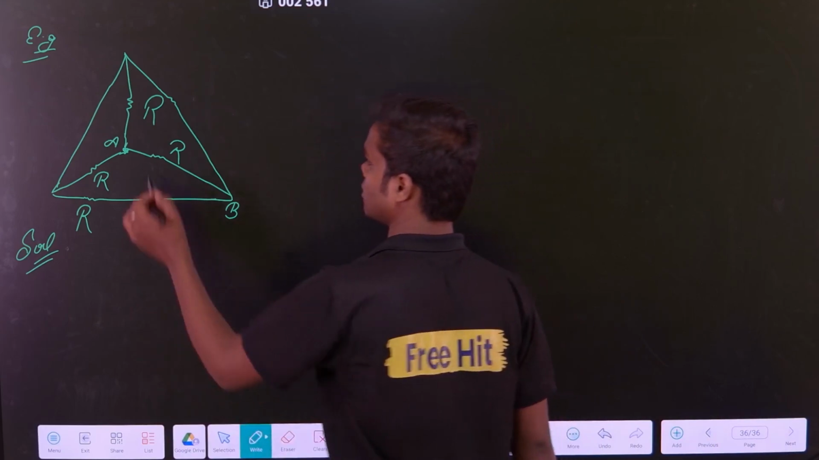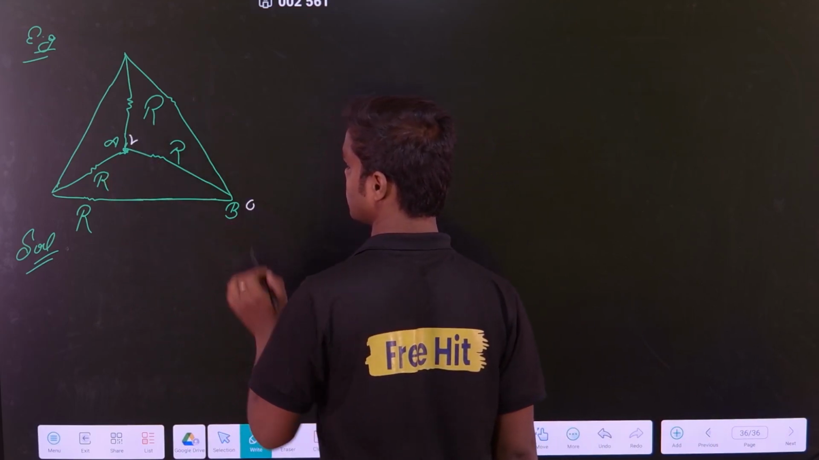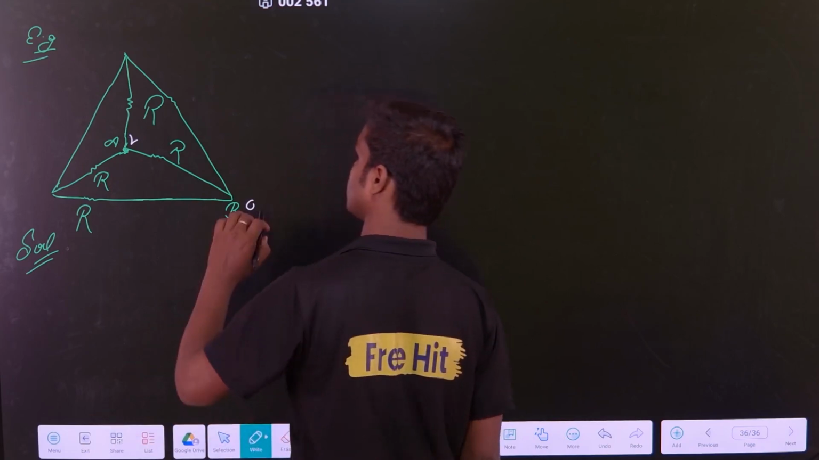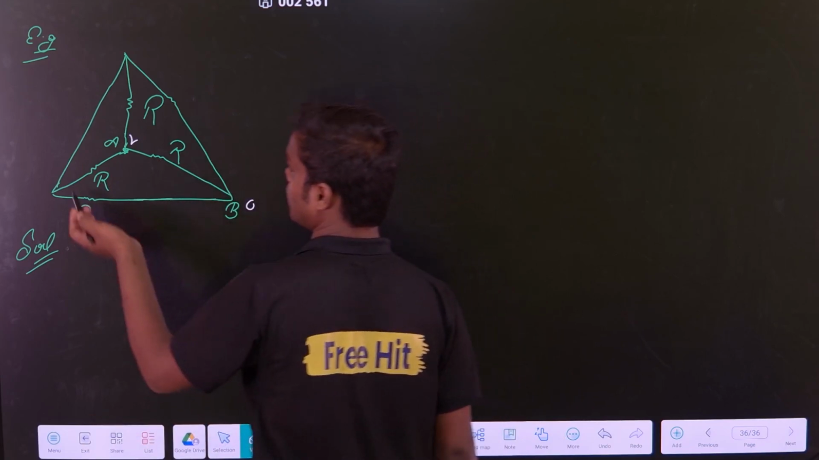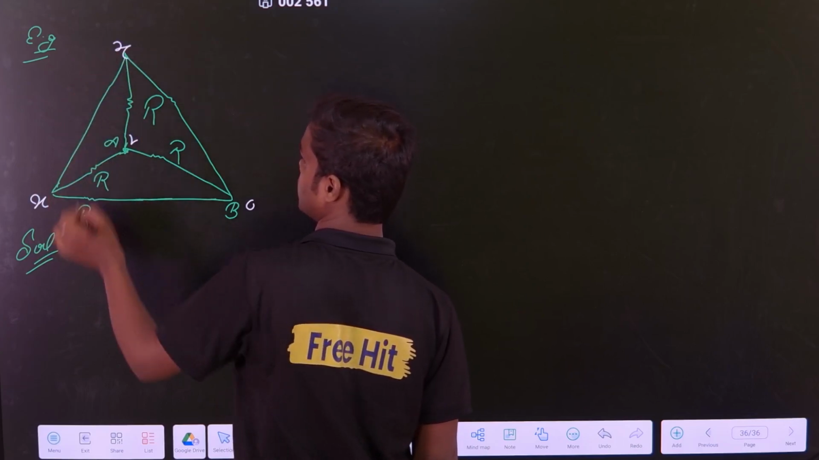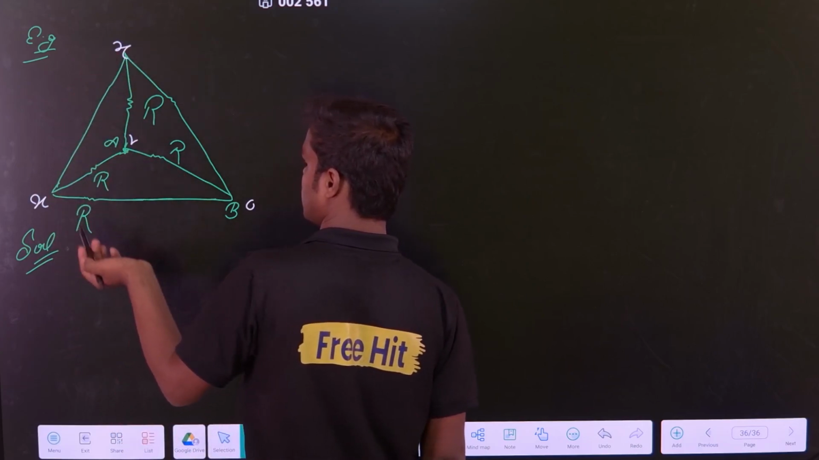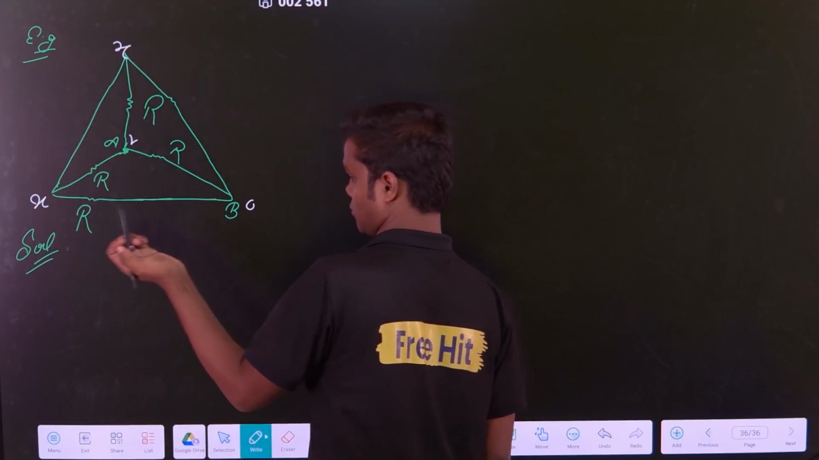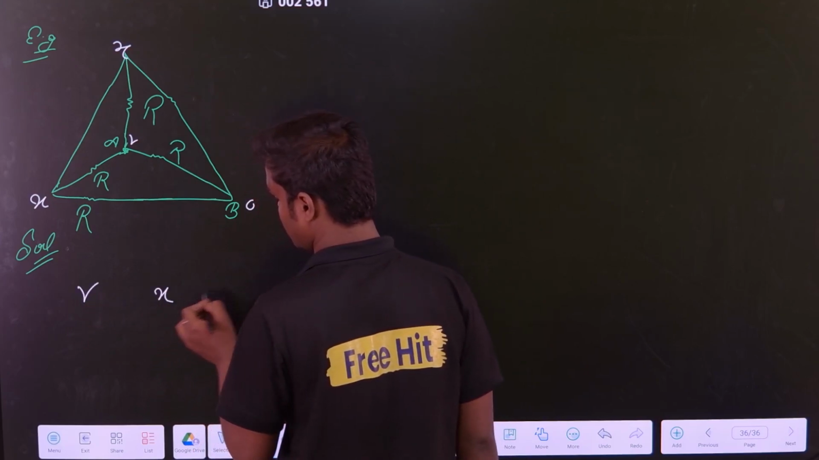What is the approach? Take some point. This is V, considered the battery, and take the value. If this is 0, can you write the potential at any other point? No. So let us assume this is x. This is x, this will also be x. Any other potential can you write? No. So we have 3 points: V, x and 0.